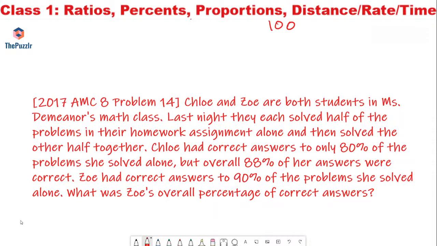Chloe had correct answers to only 80% of the problems she solved alone. But overall, 88% of her answers were correct. Zoe had correct answers to 90% of the problems she solved alone. What was Zoe's overall percentage of correct answers? Try this problem on your own. You have 60 seconds starting now.